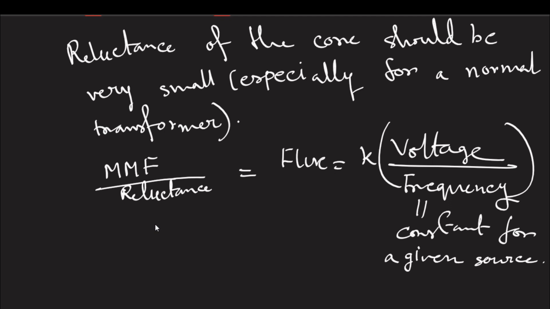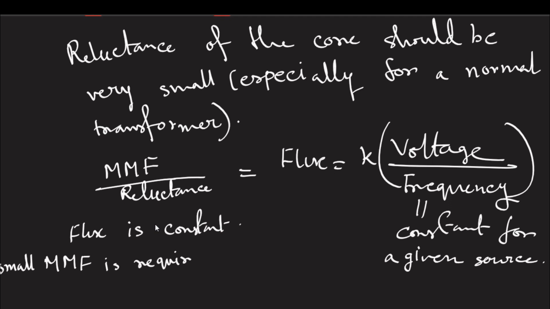So for constant supply condition, flux is almost constant. That is why transformer is known as a constant flux machine. Now, if your reluctance is very small, you need a very small MMF to reach the saturation value.